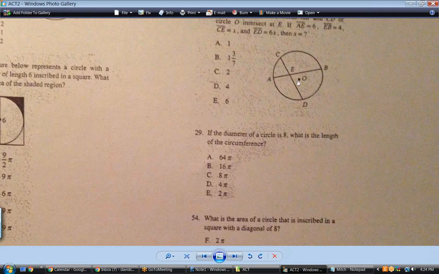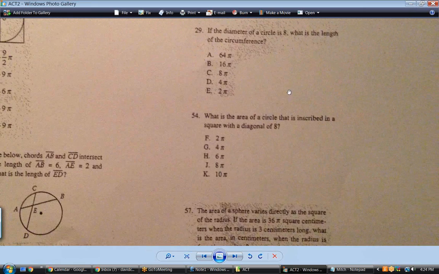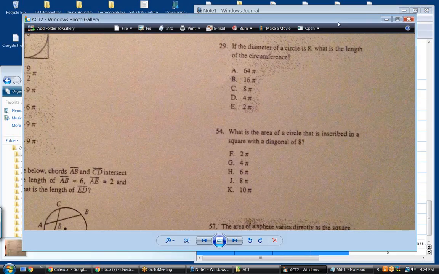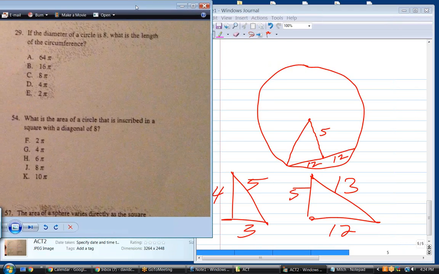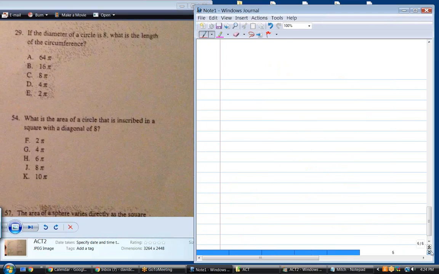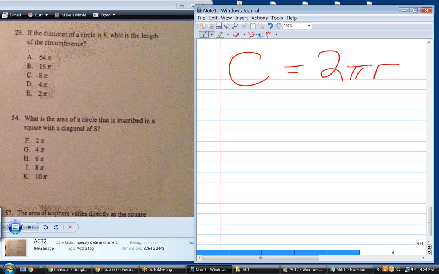Okay, another intersecting chord is a problem you should never miss. Start with the general. It's 2 pi r. Always start with the general. That always leads you to the next step. They're asking about circumference, so we need to know the radius. So radius is 4.